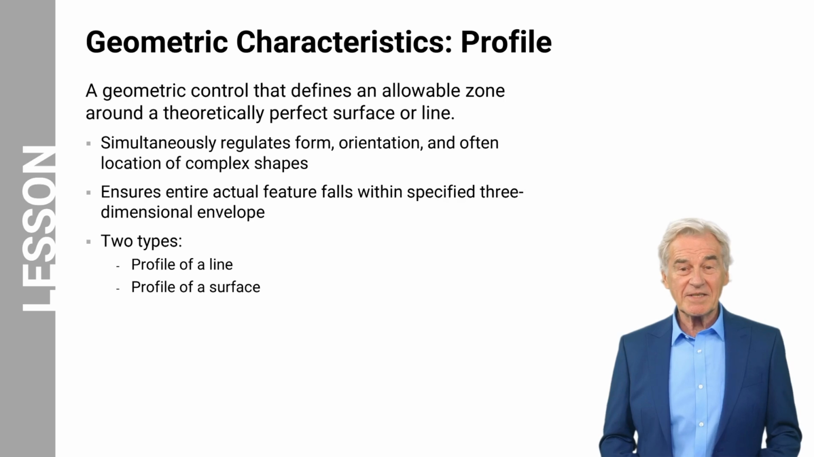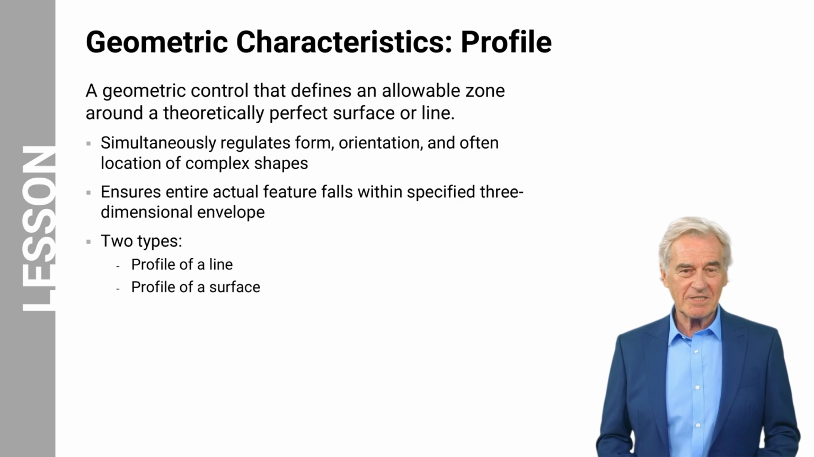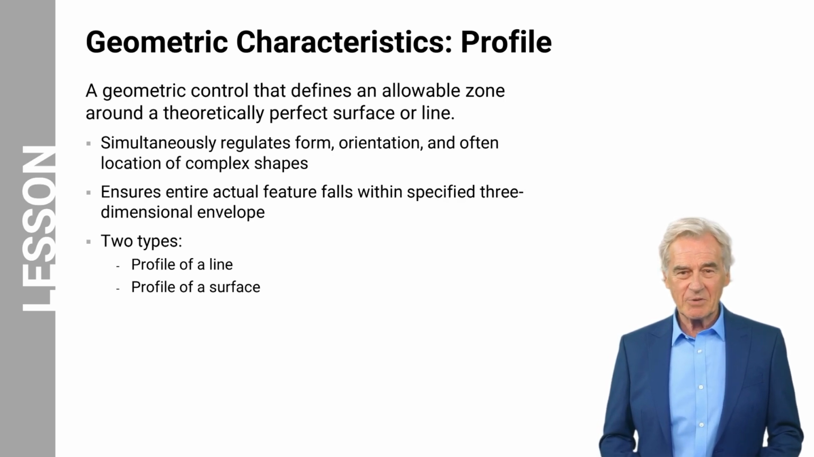Now, let us look at the next type of geometric tolerance, the profile tolerance. Profile tolerance is a geometric control that defines an allowable zone around a theoretically perfect surface or line. It simultaneously regulates form, orientation, and often location of complex shapes, ensuring the entire actual feature falls within the specified three-dimensional envelope. There are two types of profile tolerance: profile of a line and profile of a surface.